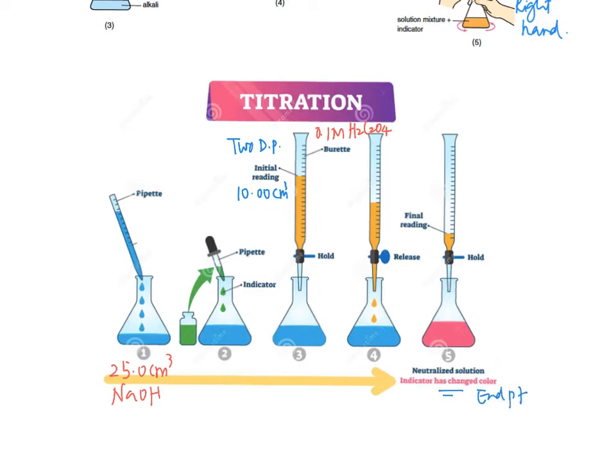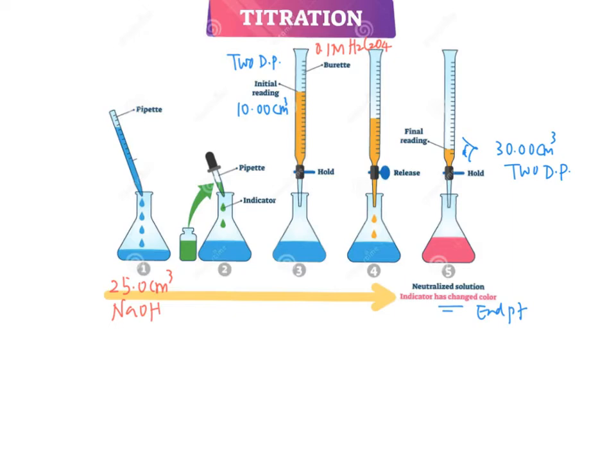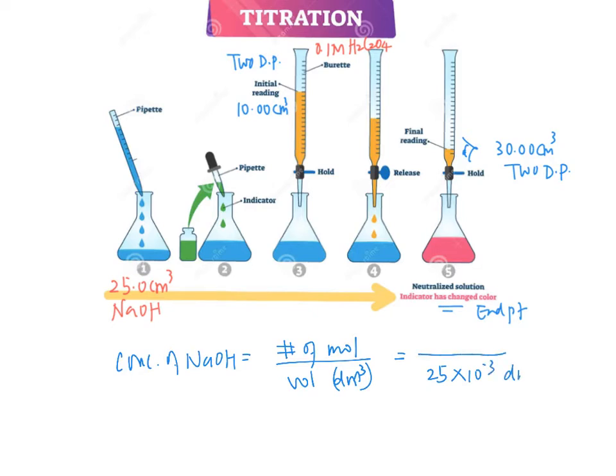And then we read the final burette reading. The final burette reading, for example, is 30.00 cm³, also in 2 decimal places. Now from this information, we can work out the concentration of our sodium hydroxide solution. The concentration of our sodium hydroxide solution equals the number of moles divided by the volume in dm³. The volume of sodium hydroxide solution used is 25 cm³, so it should be 25 × 10⁻³ dm³.